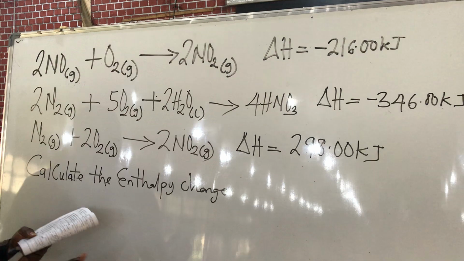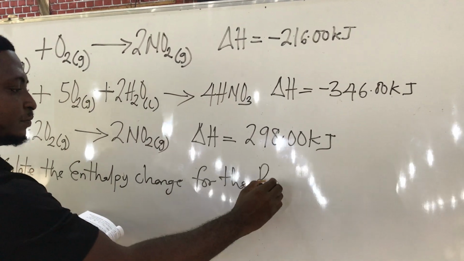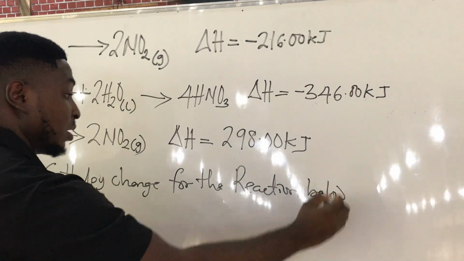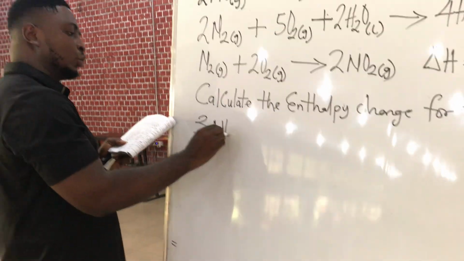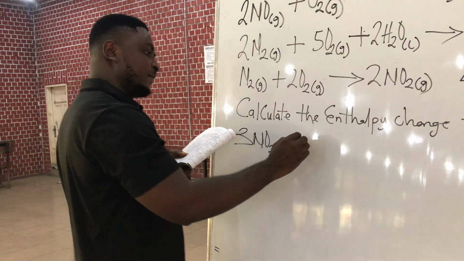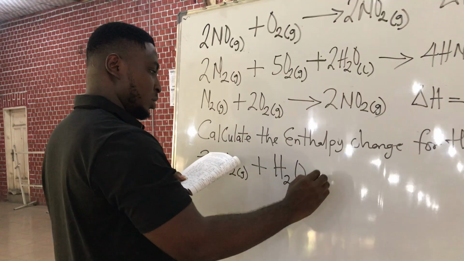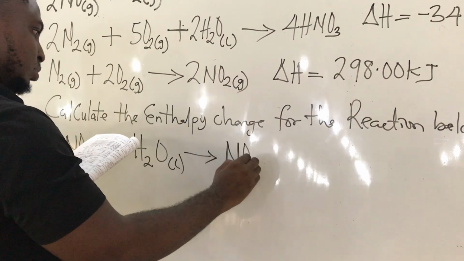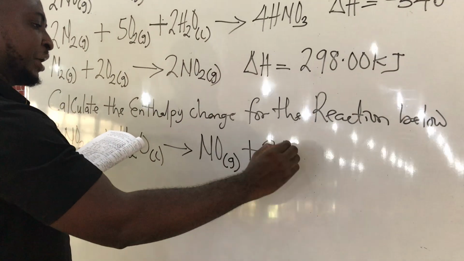Calculate the enthalpy change for the reaction below: 3NO2 plus H2O to give NO plus 2HNO3.